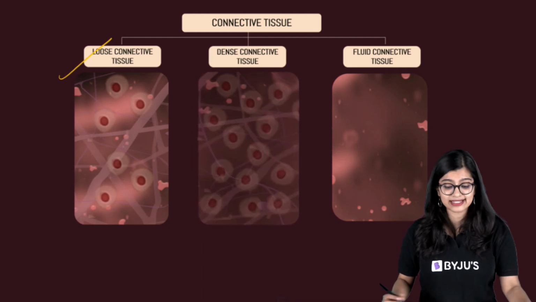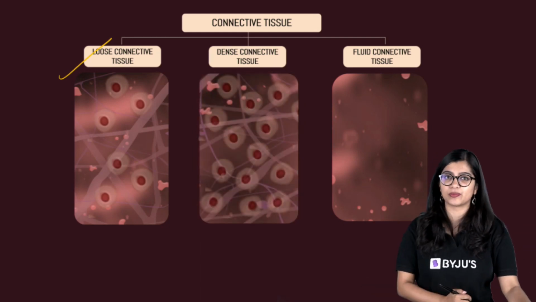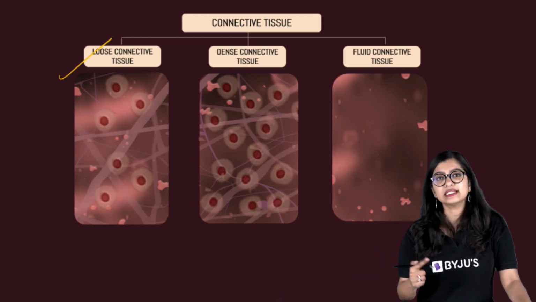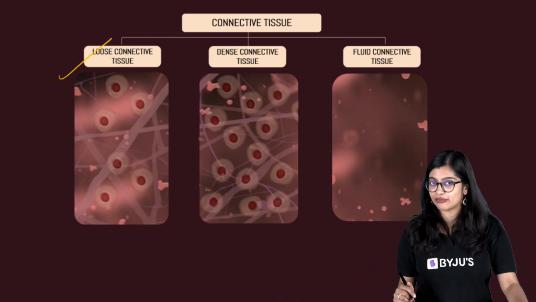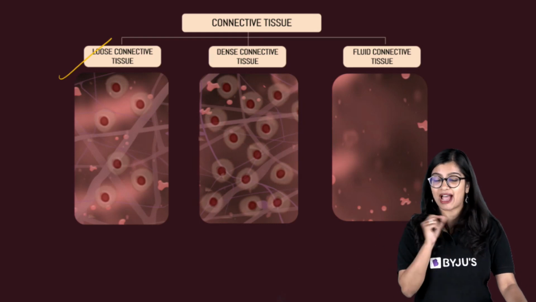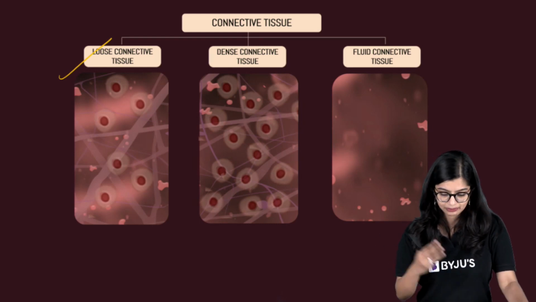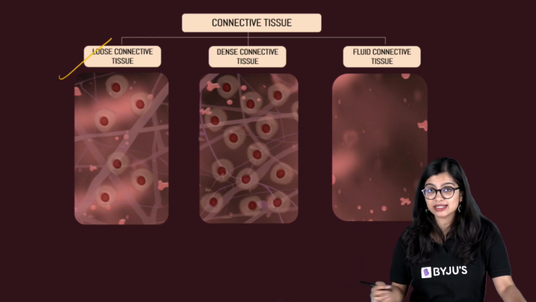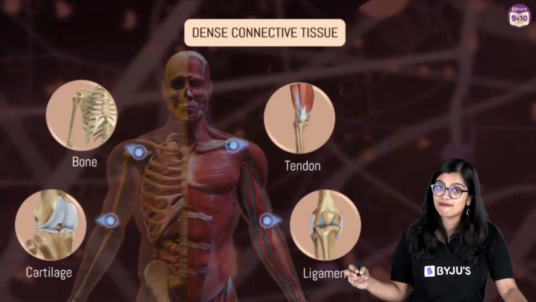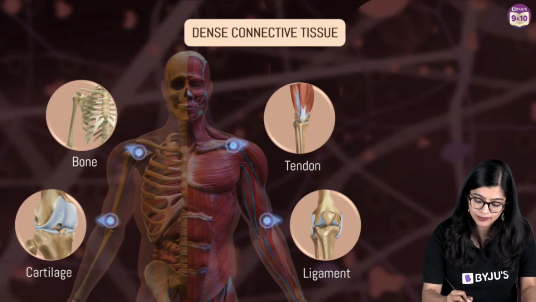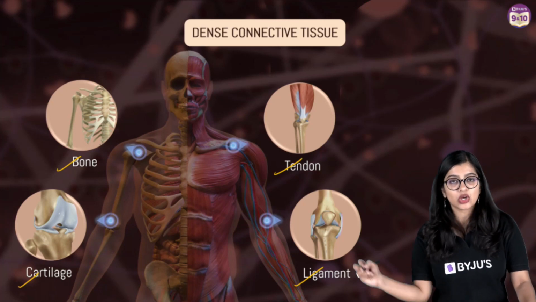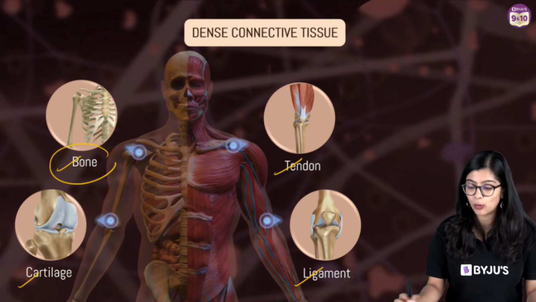Let's move on to the next category, which is dense connective tissue. Now, dense connective tissue is a relatively simpler topic, but this is a topic which most students can get confused with. So please pay attention to the finer details that we are going to discuss. In dense connective tissue, there are various fibers that make up its matrix. And we have 4 categories of dense connective tissue: bone, cartilage, tendon and ligament. So let's first get started with the bones, right?